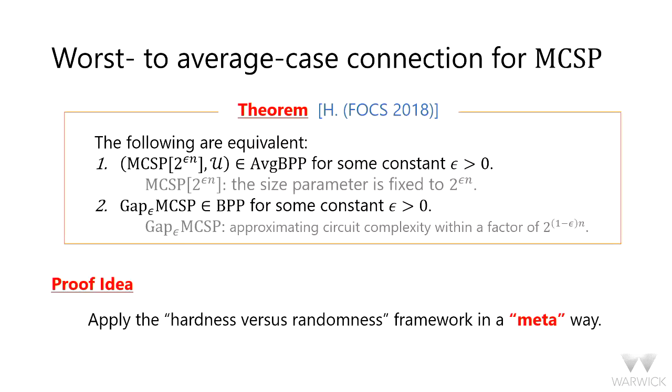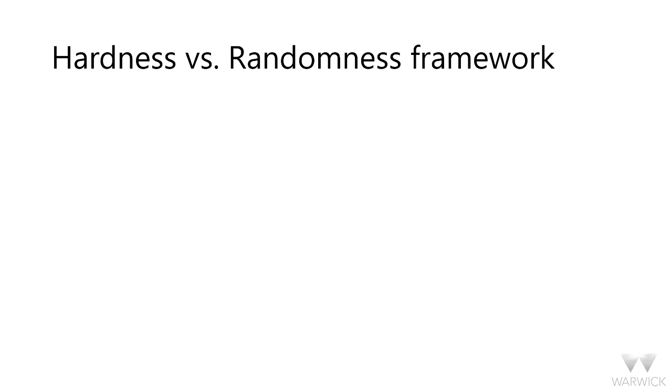Let me explain how we can prove this kind of result. And by doing so, let me introduce a general proof technique to analyze metacomplexity. The proof idea is just one line. The idea is to apply the hardness versus randomness framework in a metacomputational way. That's the proof idea. So let me explain what the hardness versus randomness framework is.